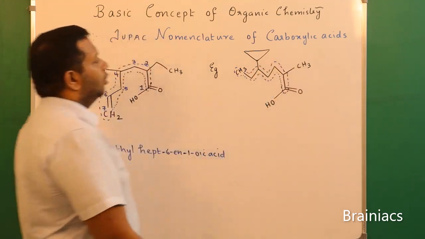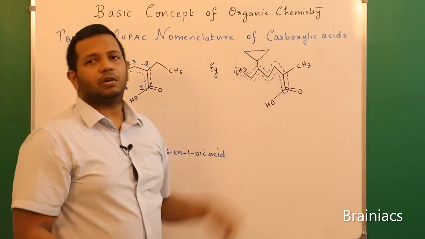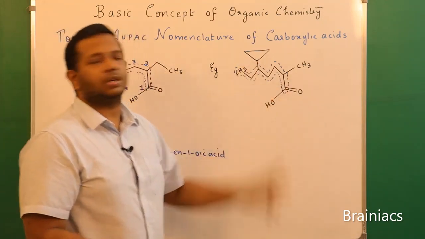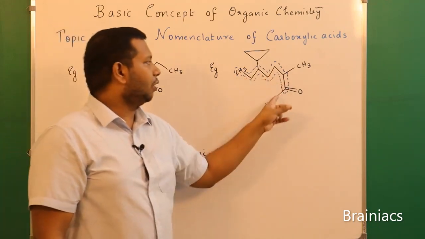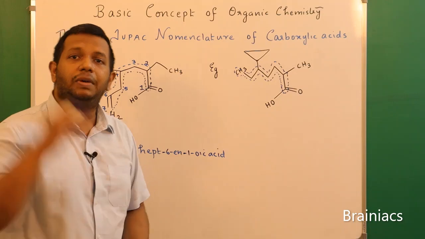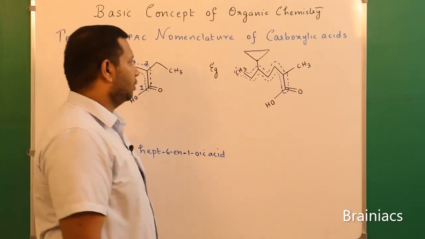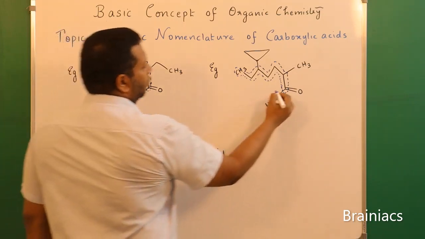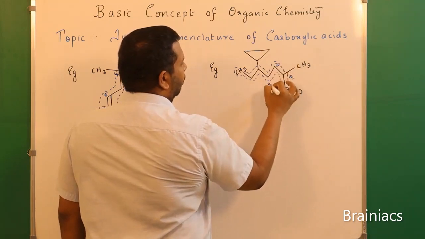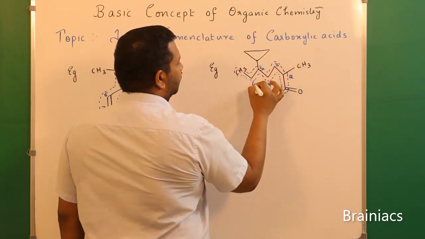Now some students may feel doubts, sir, here cyclo compound is there, why you have not considered it? Very simple answer, functional group is attached to the linear chain compound, so that's the reason why this is the parent carbon chain. In this case the cyclo compound will behave like a substituent. Okay, so what should be the numbering? 1, 2, 3, 4, 5, 6, 7.